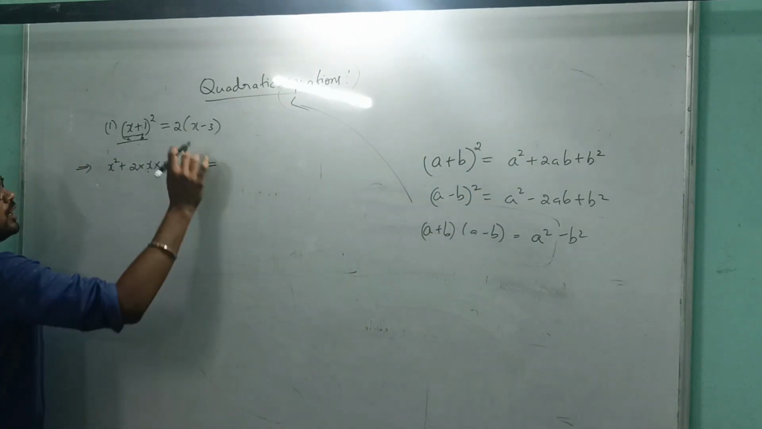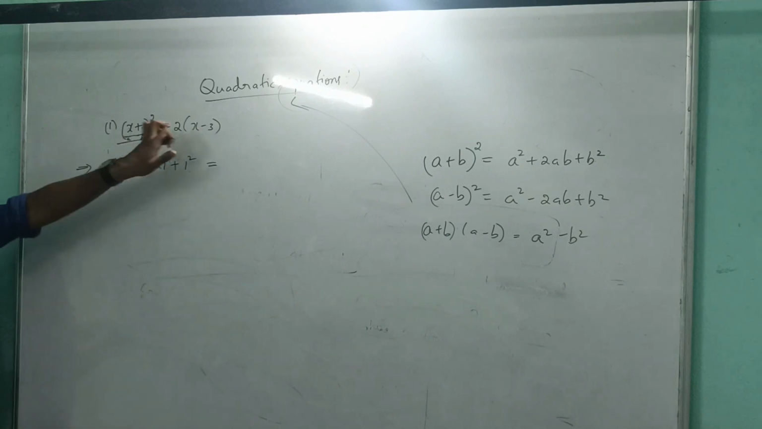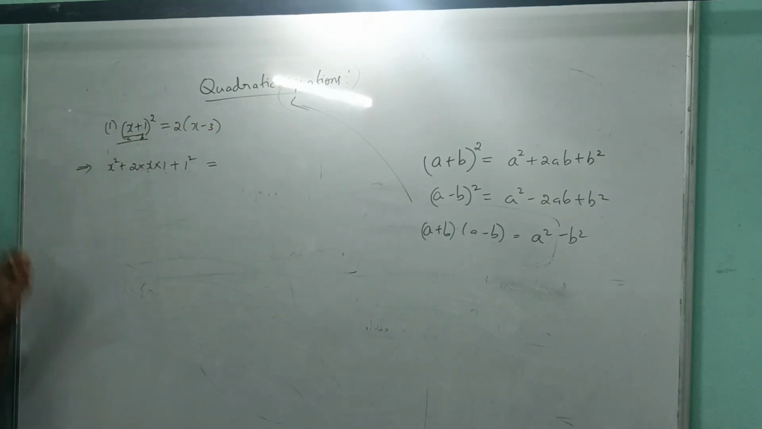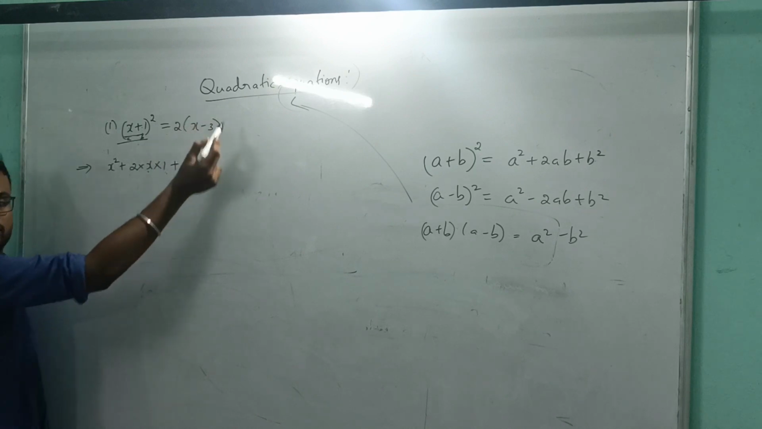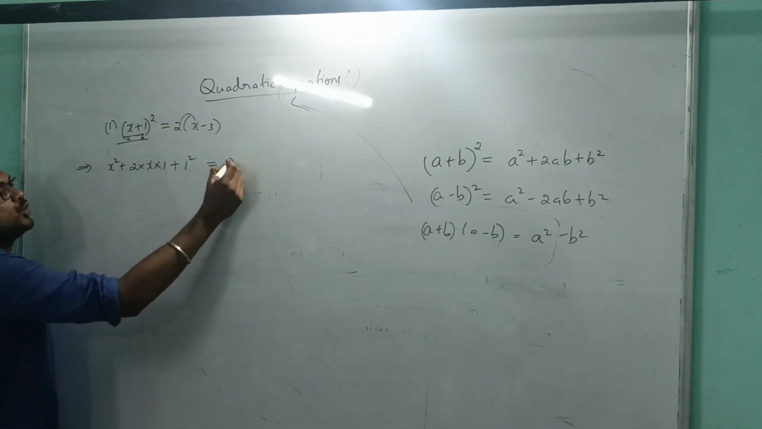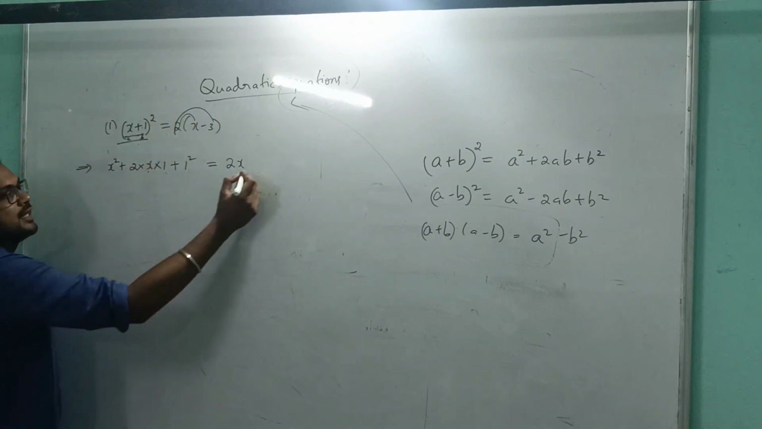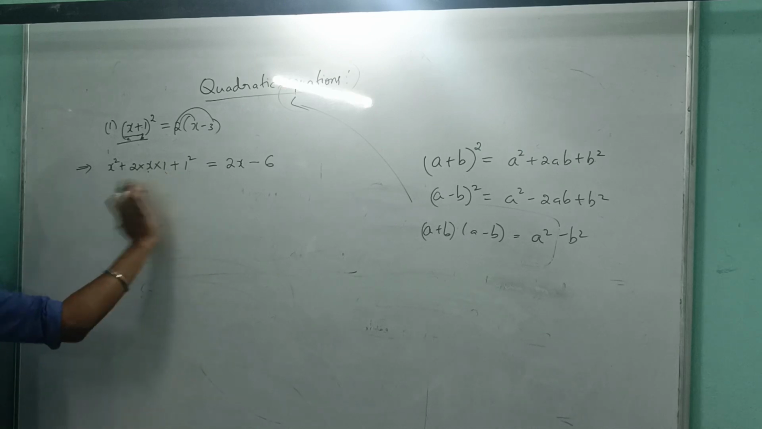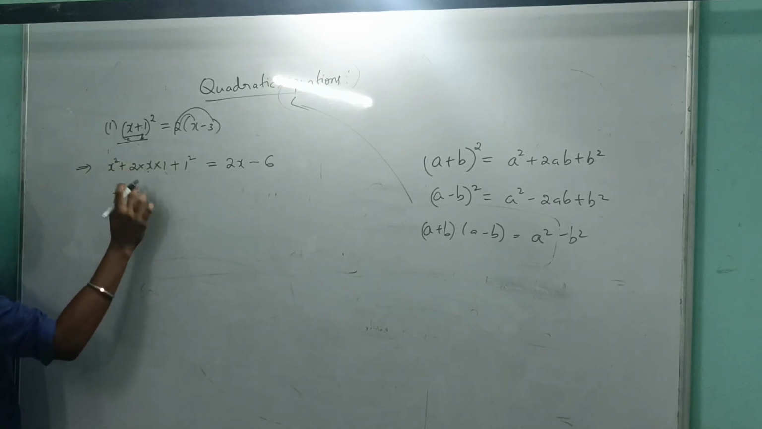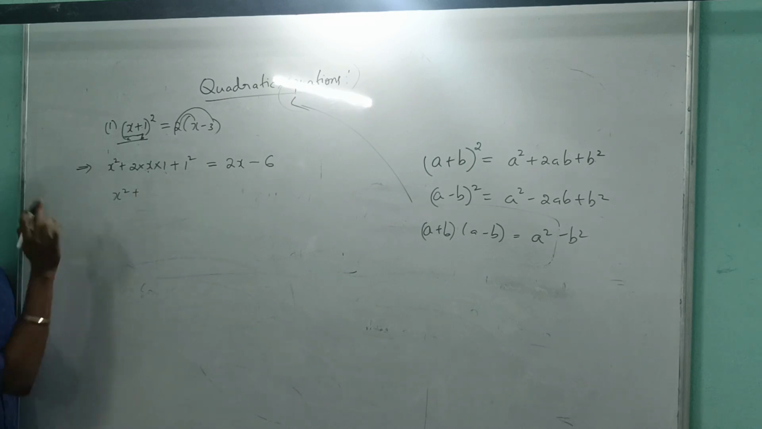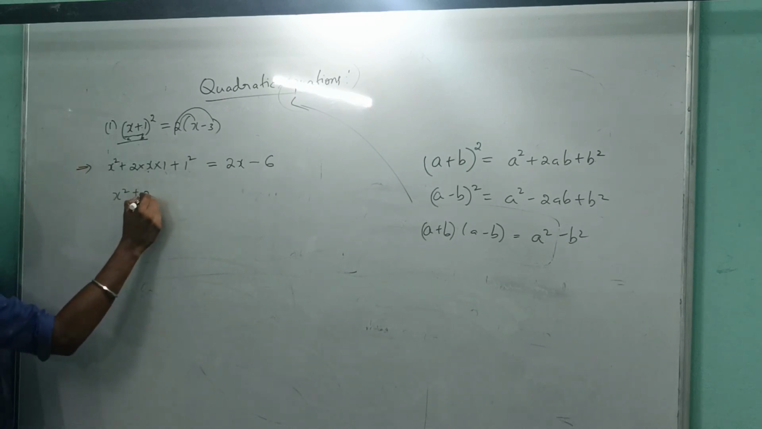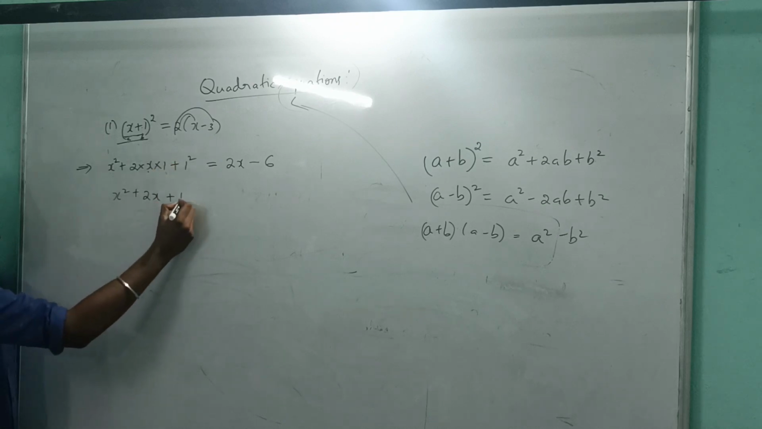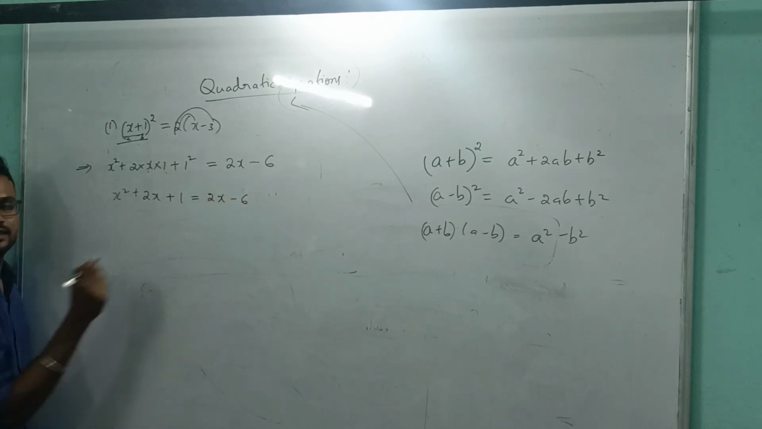Is equal to, here what to do? 2 into (x minus 3). What is 2 into (x minus 3)? You have to multiply that 2 to both the terms. So 2 into x is 2x, and 2 into minus 3 is minus 6. Now we first write it correctly. x square is x square only. What is 2 into x into 1? 2 into 1 is 2, 2 into x is 2x. What is 1 square? 1. This is equal to 2x minus 6.